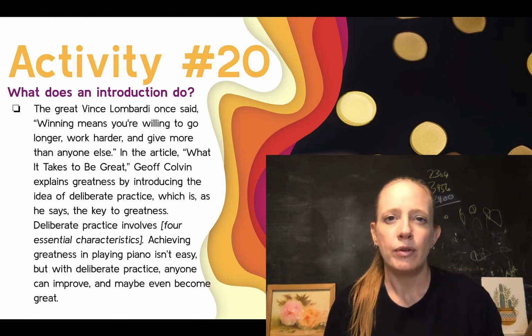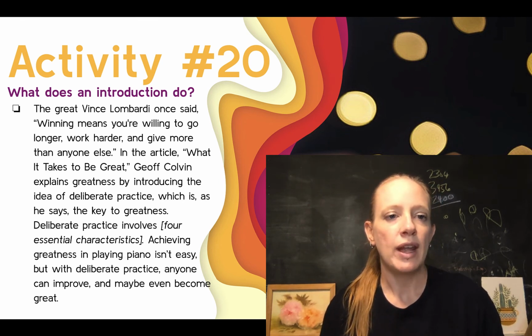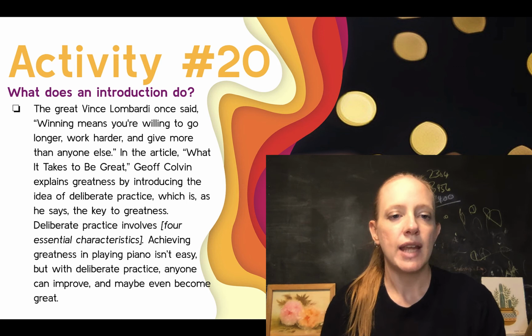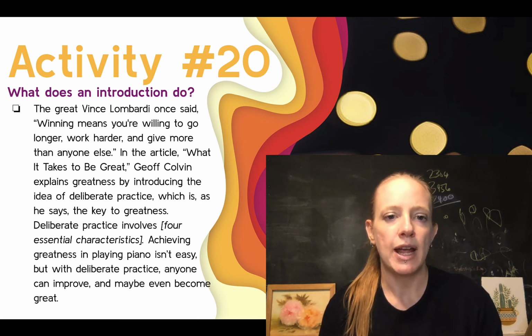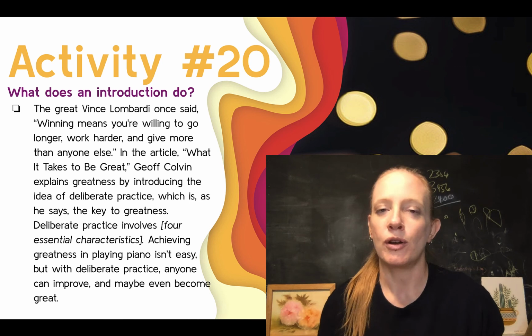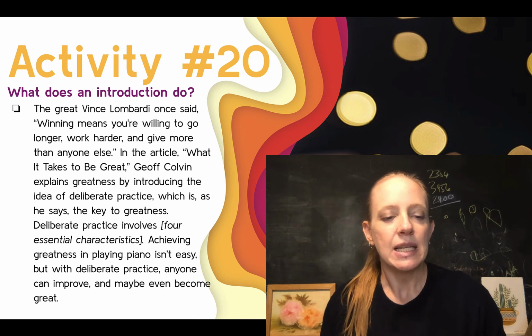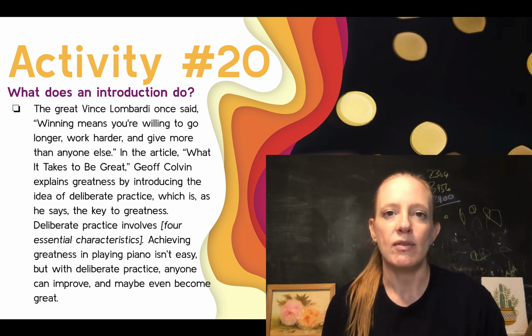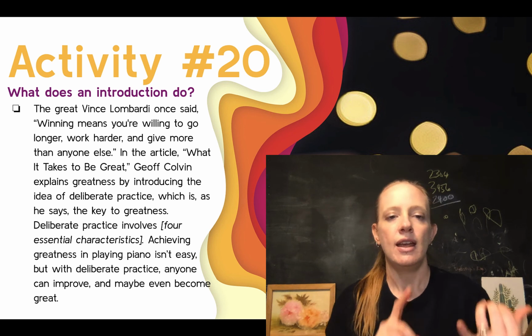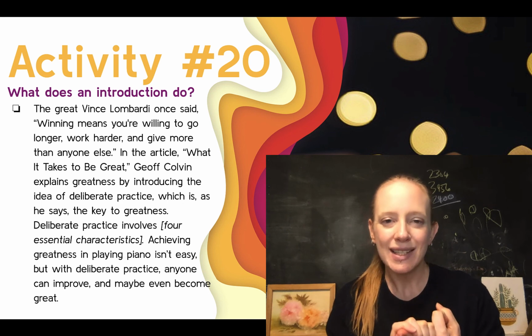Here is my example using those pieces put together into a full paragraph. The great Vince Lombardi once said, winning means you're willing to go longer, work harder, and give more than anyone else. In the article, What It Takes to Be Great, Jeff Colvin explains greatness by introducing the idea of deliberate practice, which is, as he says, the key to greatness. Deliberate practice involves, and I decided not to do the work for you, and you need to go back and put in those 4 things. Achieving greatness in playing piano isn't easy, but with deliberate practice, anyone can improve and maybe even become great. So again, starts with a quote that draws people in, says what the article is and what it's about, and then gives that thesis statement at the end.